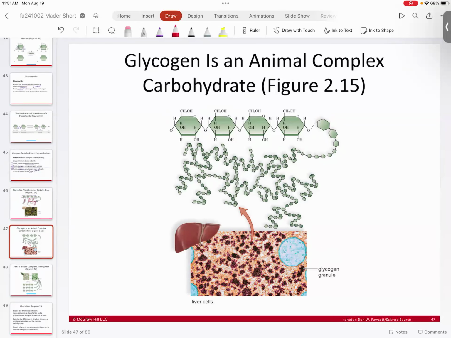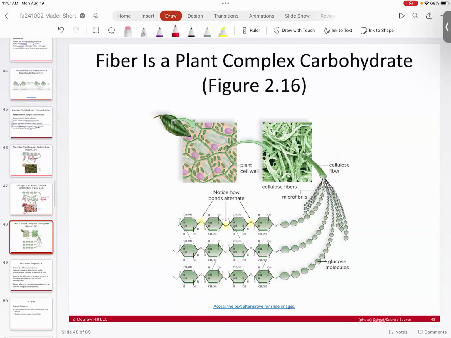Glycogen, that's what this one is here. You can see a similar concept. You have these corkscrew-like structures, but you have a lot more branches, to the point where you can't even tell where the branches are. This is because we need to store glycogen in small spaces in our liver cells and in our skeletal muscles. We don't have a special structure like a potato to put this into.